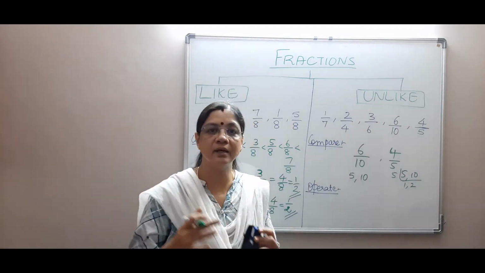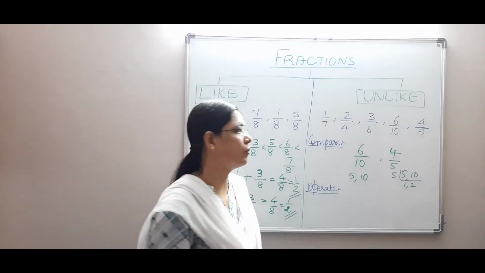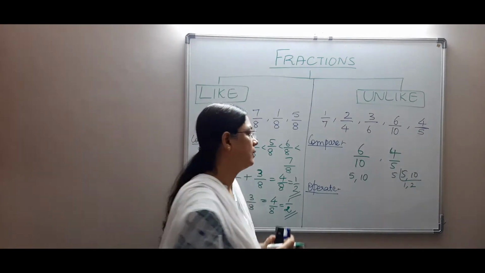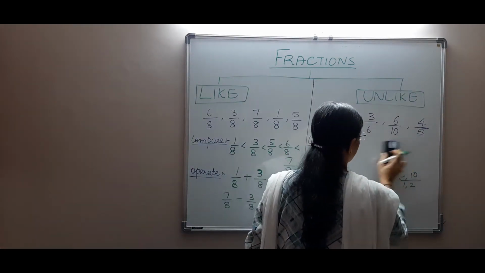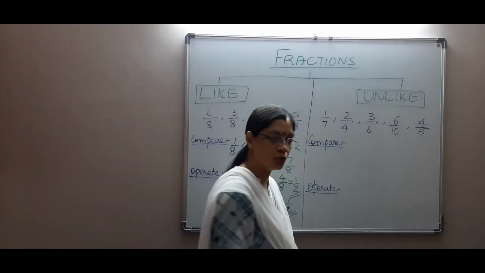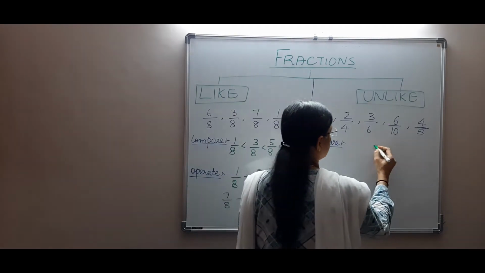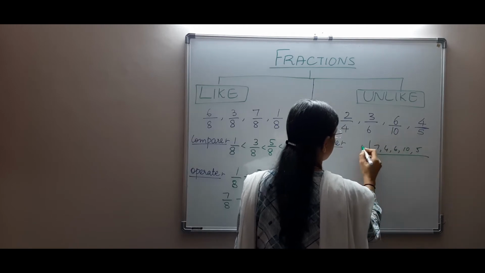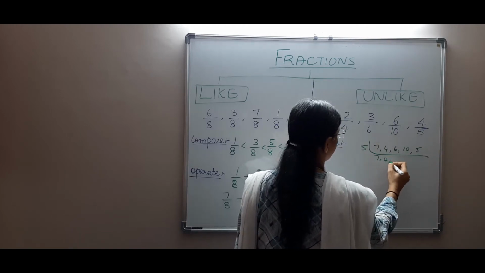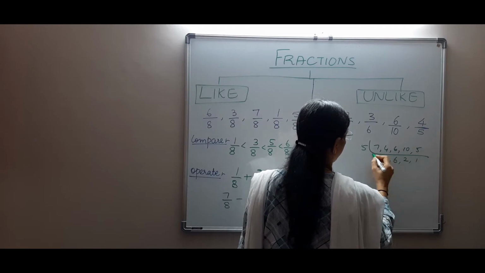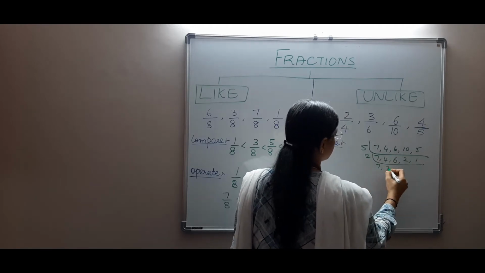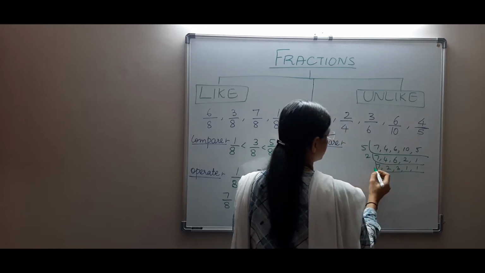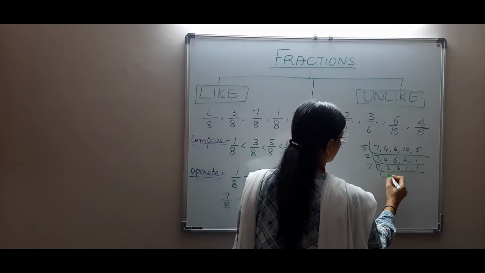So this is the easy method or shortcut method we can follow by finding out the multiple of the bigger number. Otherwise, if you find LCM, taking LCM as usual, then you can do it in that way too. See 7, 4, 6, 10 and 5, find the LCM. I put 5 here, 2 and 1. Now next two tables, 7, 2, 3, 1 and 1. Next is, see all are prime, isn't it?